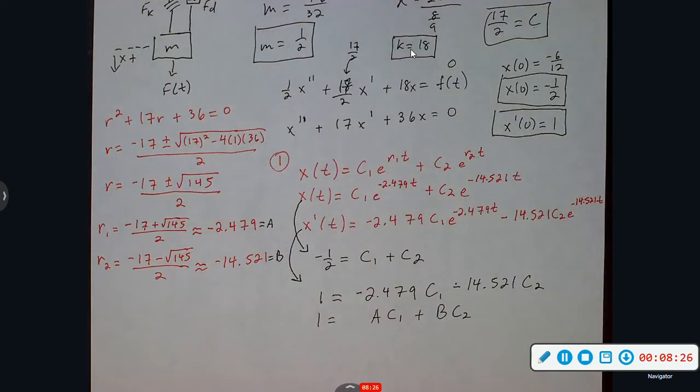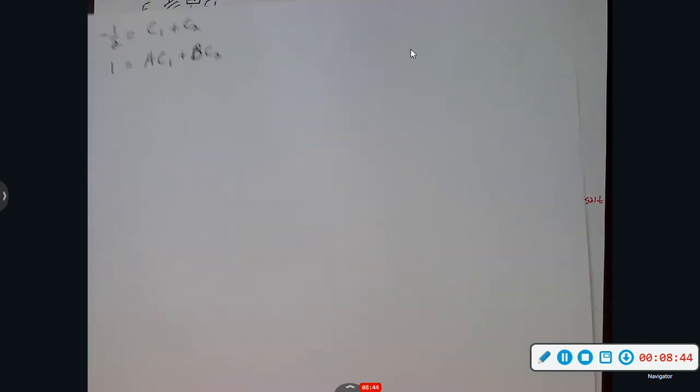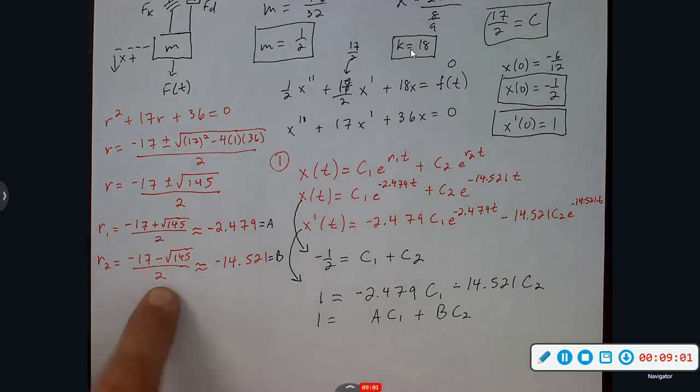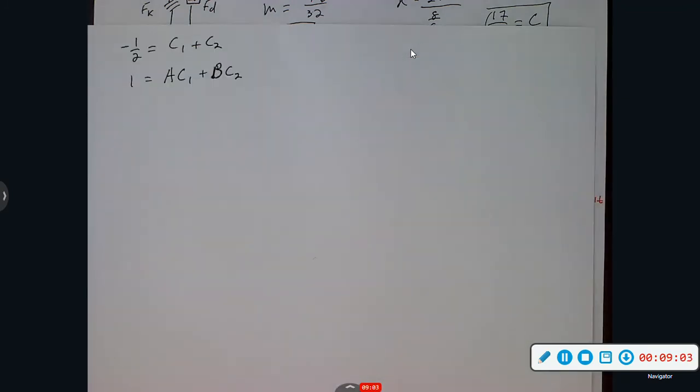Let me copy these down on my new page. All right, here we go. So this is the system I want to solve for C1 and C2. A and B, again, A is negative 2.479 and B is negative 14.521. Again, I'll program that in my calculator in just a little bit and show you all that. But for now, let's go ahead and solve this.